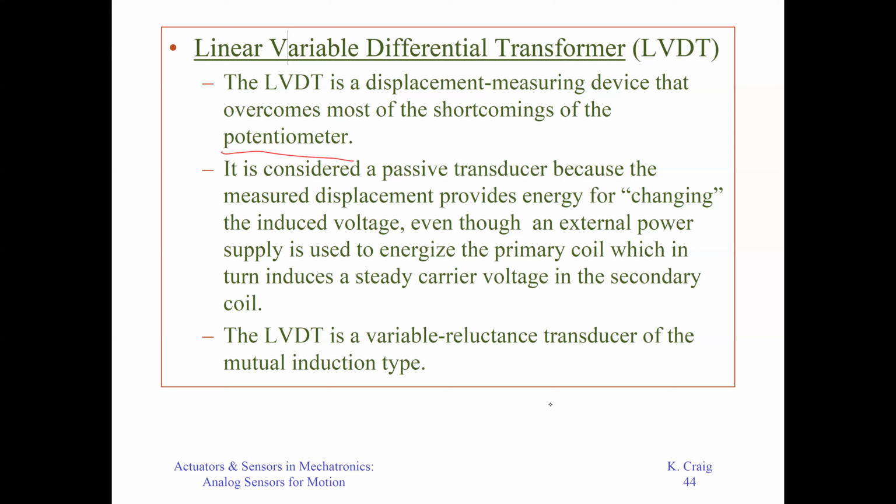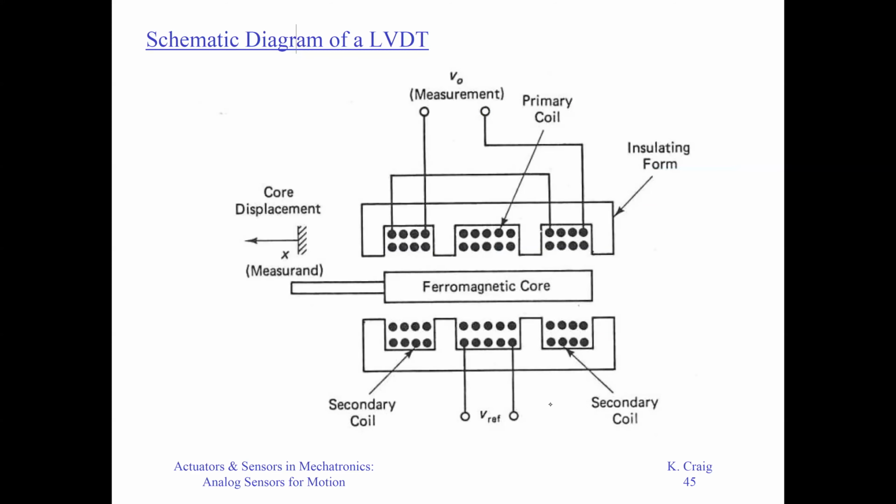The LVDT itself works by changing the reluctance. It is a passive transducer: the measured displacement provides the energy for changing the induced voltage. Let's talk about this through the picture here. This is a cup in the middle, and this is called the insulation form. On it there are coils, and this is the primary coil.